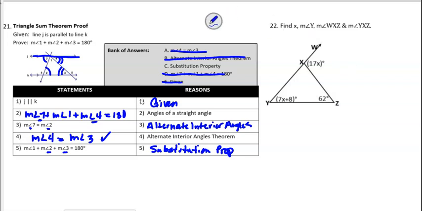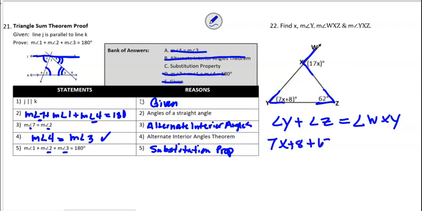Okay, so this one, remember, this is exterior angles theorem, right? So we're going to do the angle Y plus angle Z is going to be equal. So we're talking about this angle plus this angle equals that exterior angle. That equals WXY, right? Okay, so that's what we're about to do. 7x plus 8 plus 62 equals 17x.